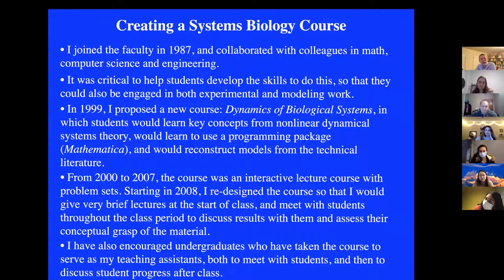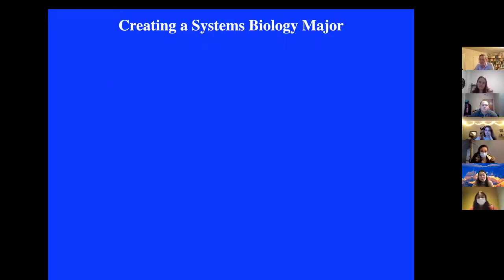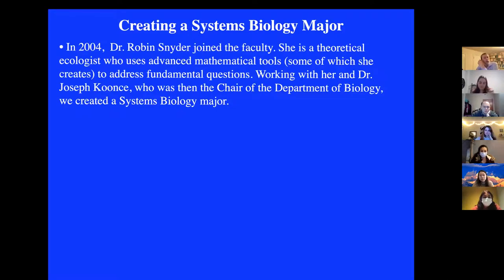Now, a course is nice, but it's even better if you have the ability to affect a larger number of people. And that was where the idea of coming up with a whole systems biology major was important. So in 2004, the department made a very good decision and hired Dr. Robin Snyder, who is a theoretical ecologist. And she uses advanced mathematical tools, some of which she creates, her background is in physics, to address fundamental questions in ecology. So working with her and Dr. Joseph Kuntz, who was then the chair of the Department of Biology, we created a systems biology major.